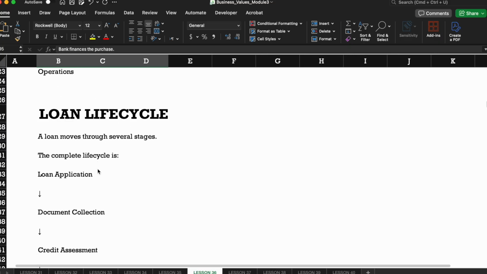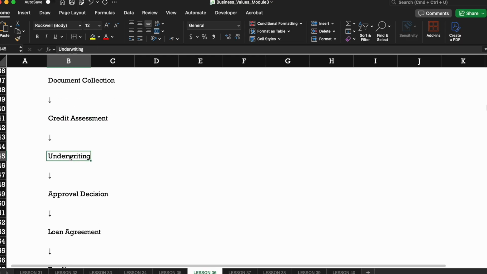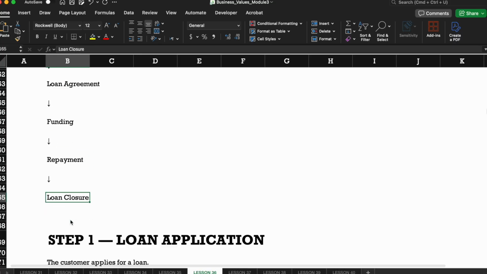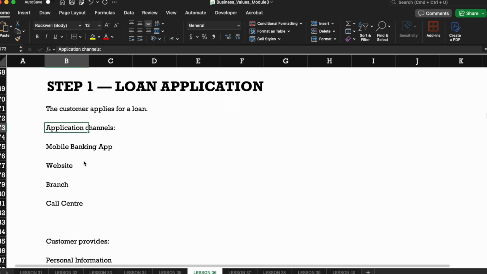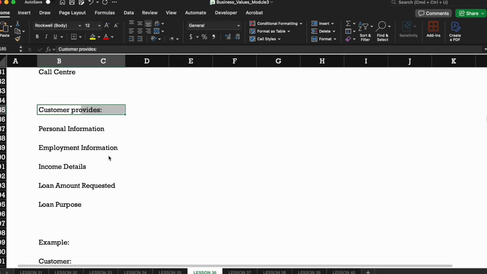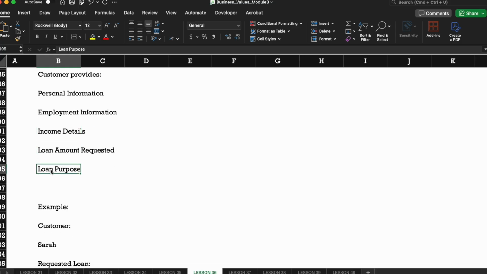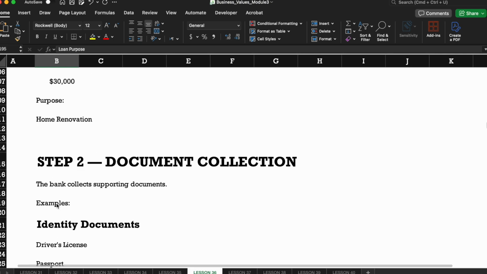The loan life cycle: a loan moves through several stages. Let's understand this complete life cycle: loan application, document collection, credit assessment, underwriting, approval decision, loan agreement, funding, repayment, and loan closure. Step number 1: loan application. The customer applies for a loan through an application channel: mobile banking app, website, branch, or call center. The customer provides personal information, employment information, income details, loan amount requested, and loan purpose. Example, customer Sarah requested a loan of 30,000, purpose home renovation.